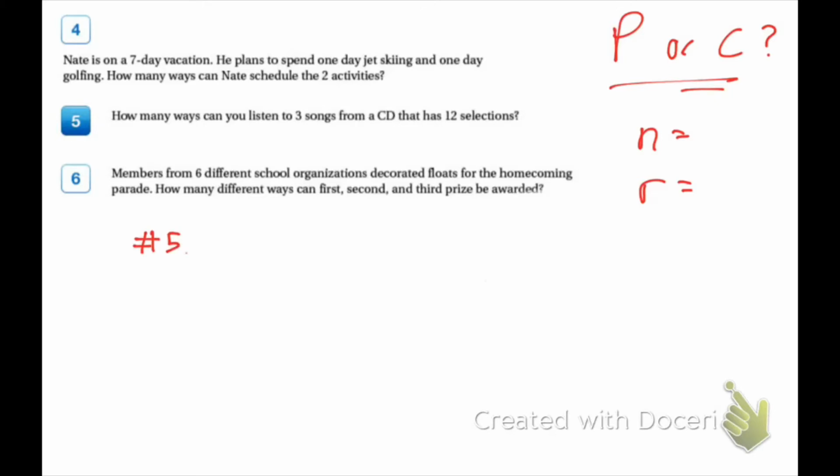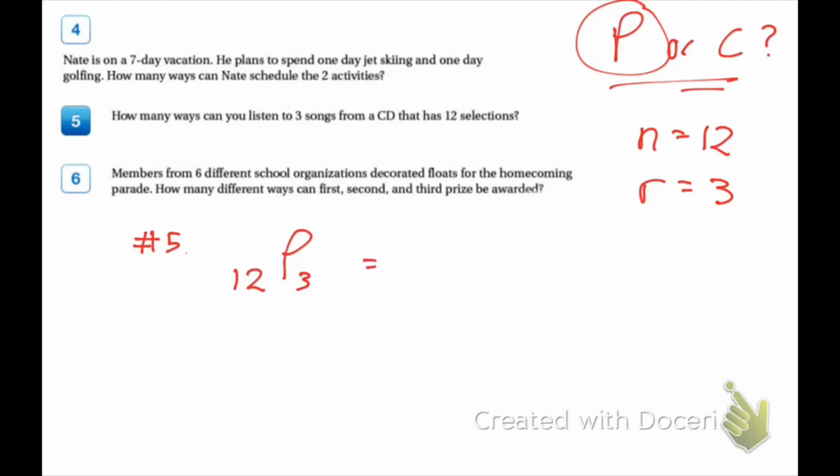How many ways can you listen to 3 songs from a CD that has 12 selections? So number 5, we're looking at either a permutation or a combination. Now the question you have to ask yourself is, can you listen to 2 songs at once? Well, no, you can't listen to 2 songs at once from the CD, so this would be a permutation because the order does matter. The order is important, so there's an arrangement occurring. So what's your total number? Well, I have 12 selections. I'm picking 3 songs, so I'm going to have 12P3.